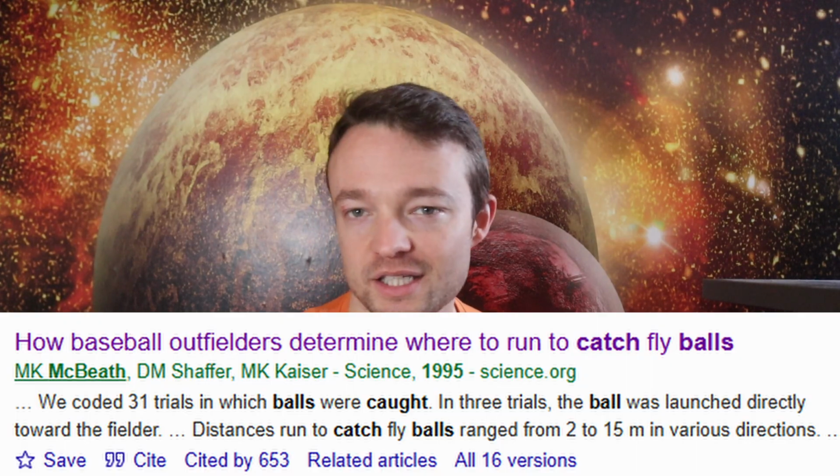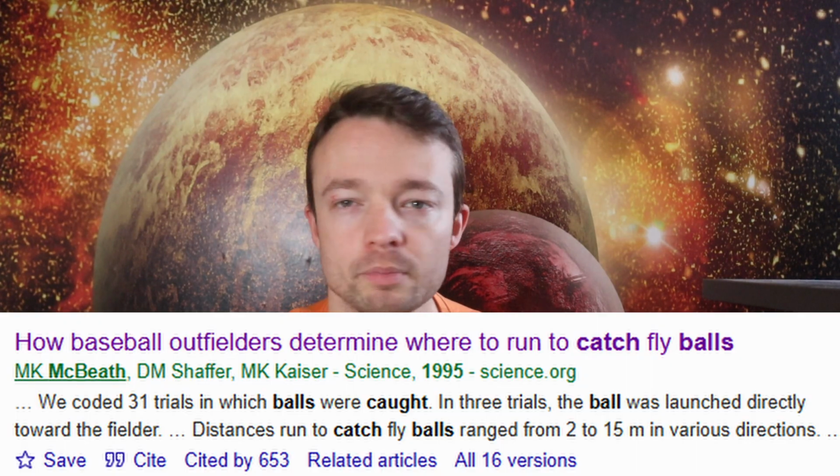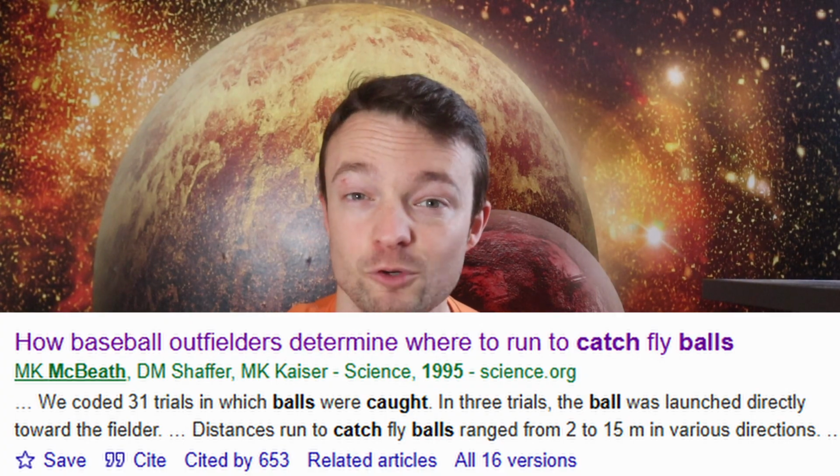If I'm slightly to the left or slightly to the right, it will appear bigger or smaller in an asymmetric way, because it's going to miss me. This was tested in the mid-1990s using video cameras and a ball being thrown 50 metres or 164 feet.